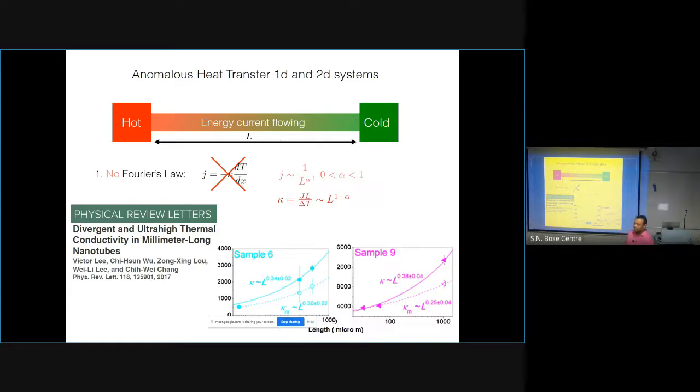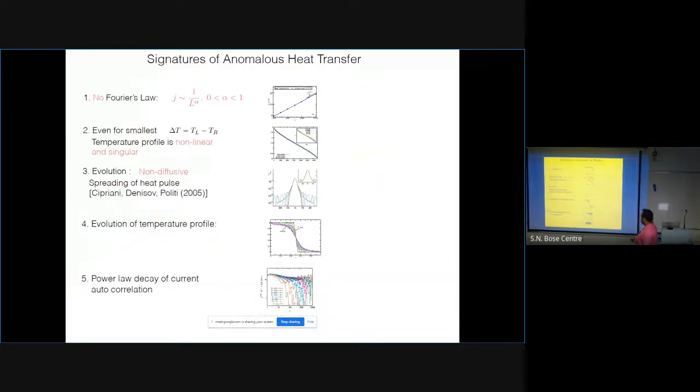Is there an underlying particle or anything that is making this kind of anomalous flow? Yeah, there could be. There are some theoretical models, but I don't want to get into that. Maybe at the end I can make some comments on that.